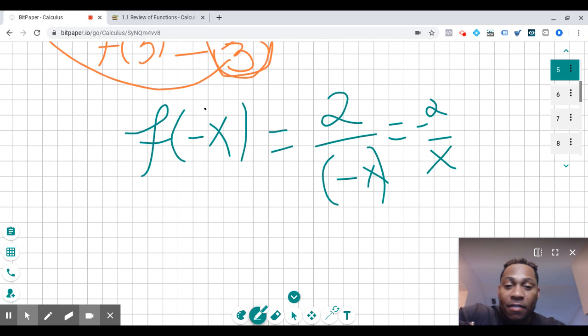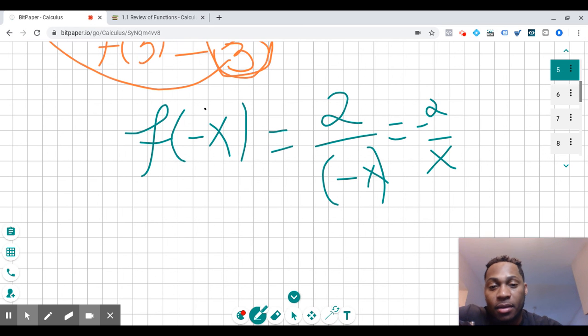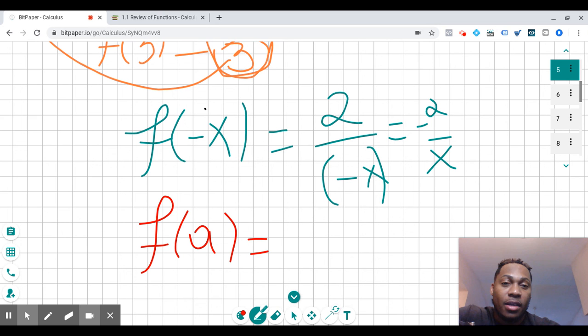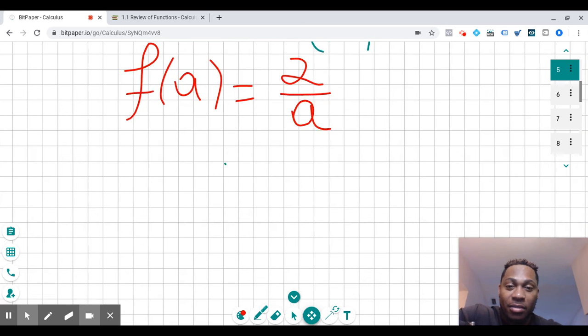Now, f of a, let's go in red this time. F of a is 2 over, in place of x, I'm going to have an a, so 2 over a. And that's all for this one. You can't really simplify that.